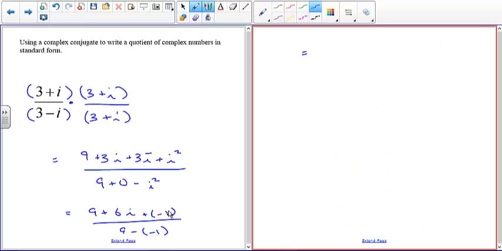So by combining the real parts together, we'll have 8 plus 6i divided by 10. 9 minus the negative 1, which is 9 plus 1. And at this point, you want to see if there's any way to simplify it. This is our common factor, which there is, which is 2. So I divide every term by 2. So I get 4 plus 3i over 5. So that's the answer.